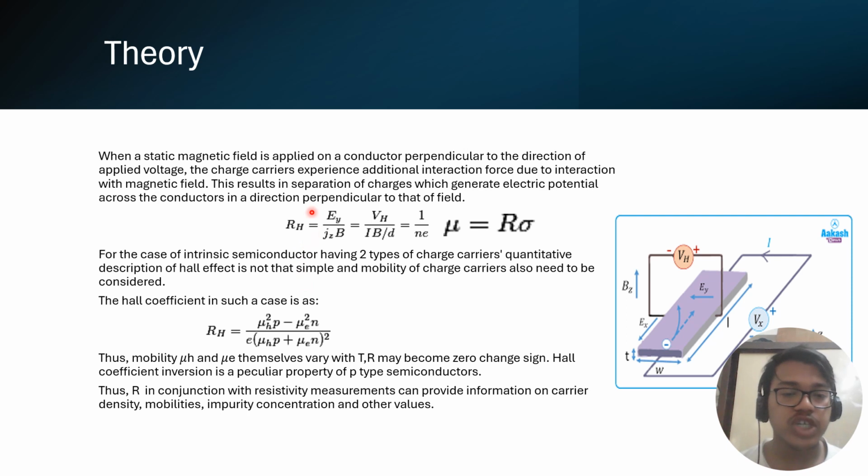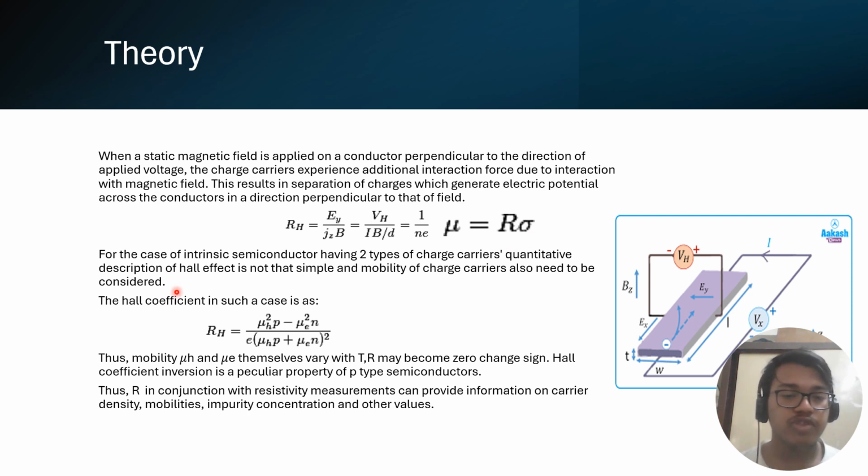So the Hall coefficient is given by the expression Ey by J into B. B is the magnetic field, Ey is the electric field, and J is the current density. And this can be reduced down to this expression. And the mobility is given by Hall coefficient into conductivity.